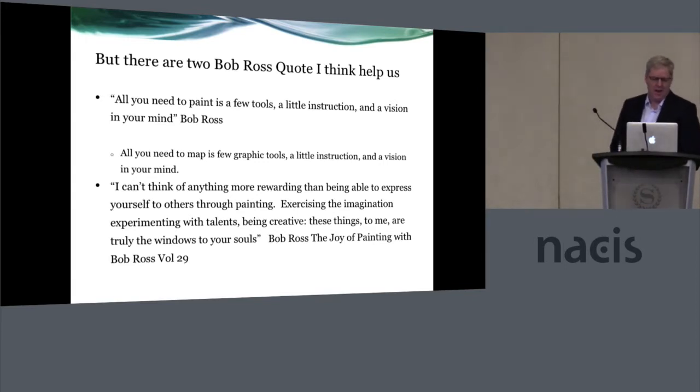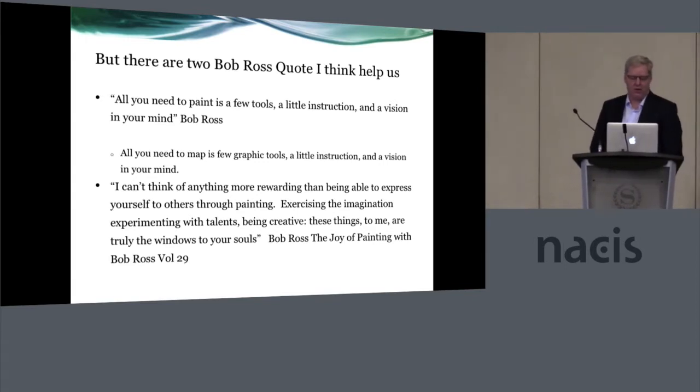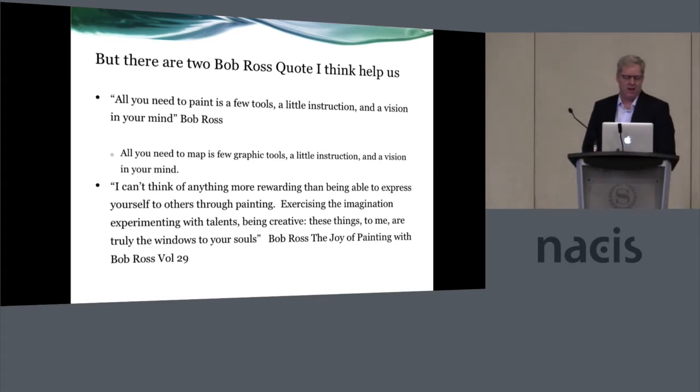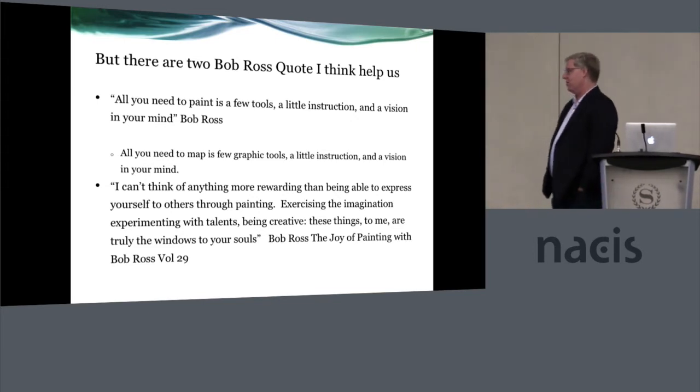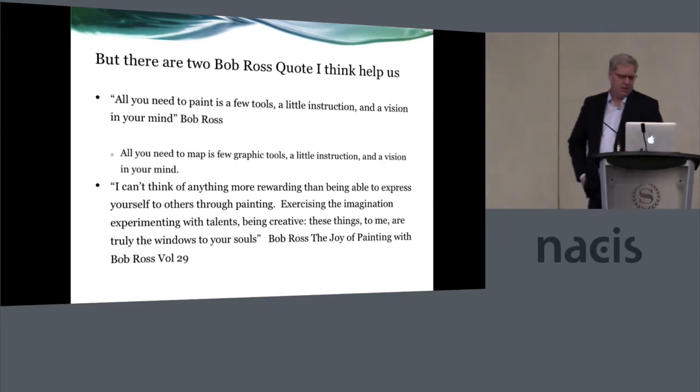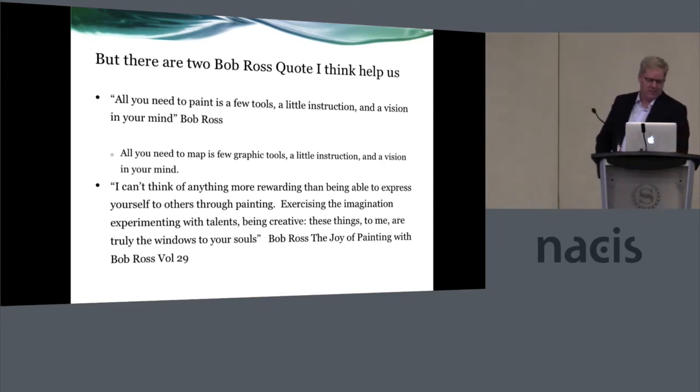"All you need is paint and a few tools and a little instruction and a vision in your mind." And he's famous for saying this over and over in his TV show. And I think that's what cartographers are, right? My question is, what are the tools they have? What tools and what kind of instruction do they have? That's kind of one of the things I'm interested in. The other one, I rewrote it for geography there. I didn't rewrite the second one.